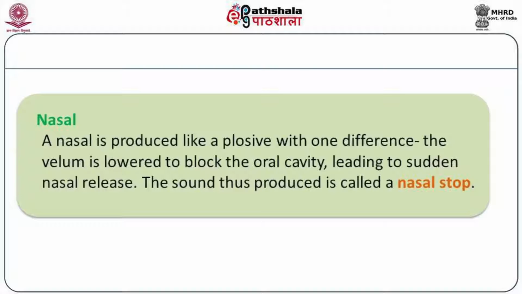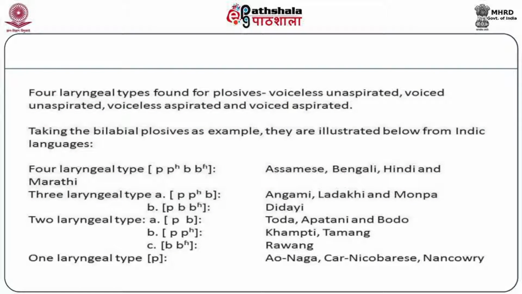Now, plosives from the bilabial position to the velar position can normally have four different laryngeal states, that is voiceless unaspirated p, voiceless aspirated p, voiced unaspirated b, and voiced aspirated, murmured or breathy sounds such as bh. Most Indo-Aryan languages have these four laryngeal types, but there are languages which vary from four laryngeal types to a single laryngeal type, as shown in the chart.